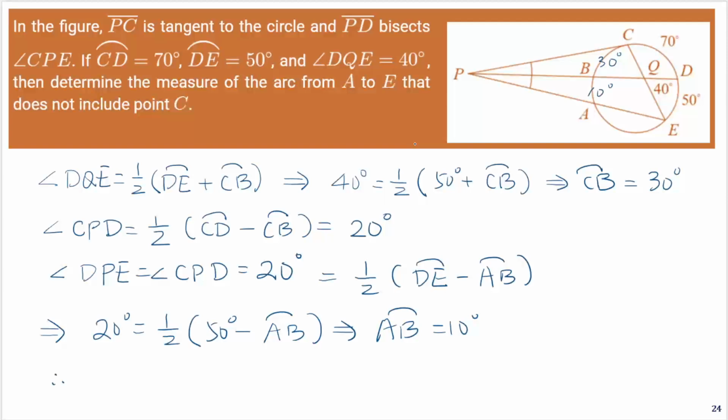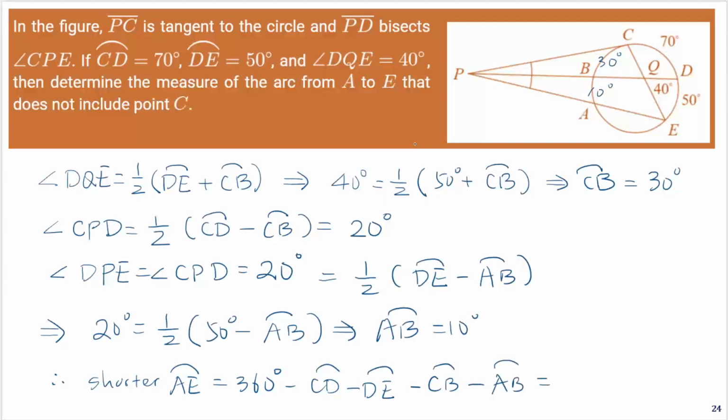Therefore, the shorter arc AE should equal 360 degrees minus the arc CD, minus the arc DE, arc CB, and arc AB, right? And we know all of these arcs, so eventually that gives us the shorter arc AE equals 200 degrees. Did you get it?